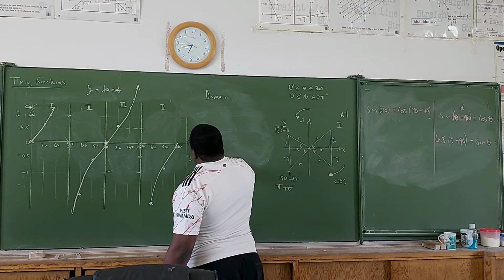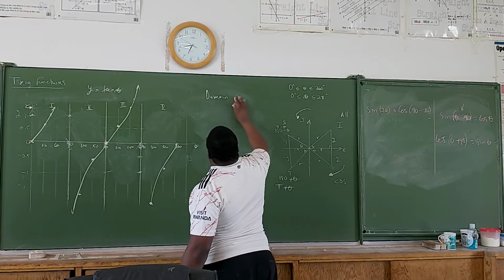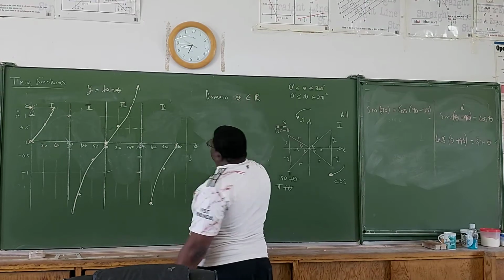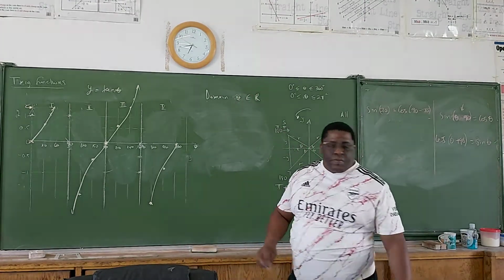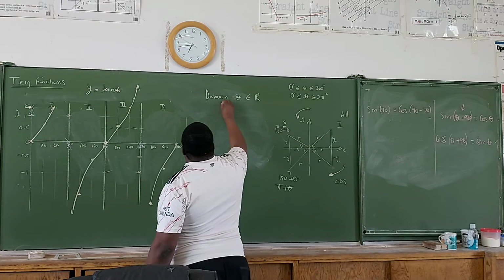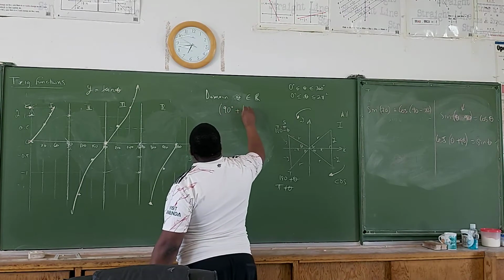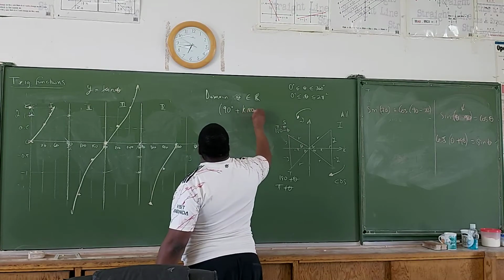So if I put x here, or theta, theta is an element of all real numbers. Not so? But it will be 90 degrees plus some k times 180.